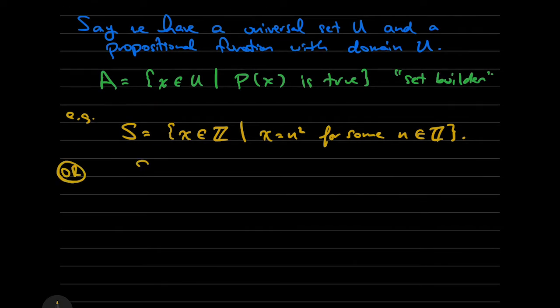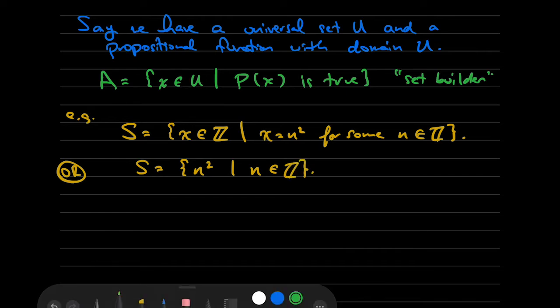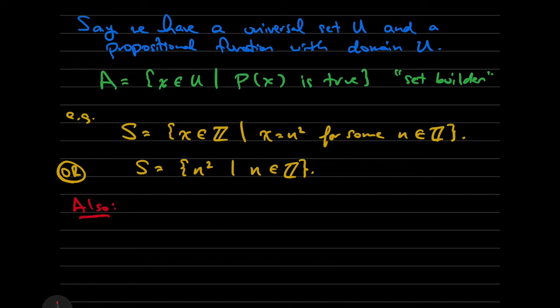We could also define S using what's typically called roster notation by saying S is the set {0, 1, 4, 9, 16, 25, and so on}. Of course, in this case, this is an ostensive definition. The hope is that the reader can infer the rule from the pattern.